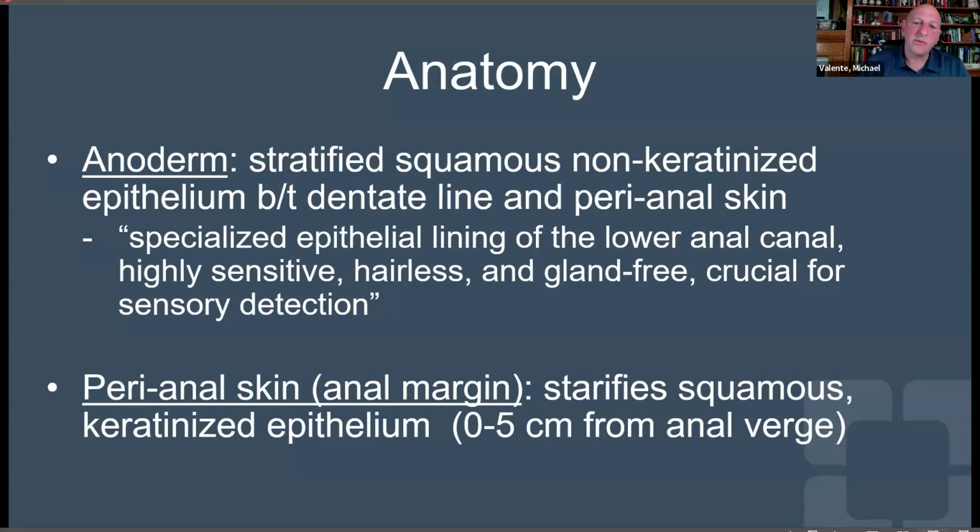Both are treated for the most part with a modified Nigro protocol, combined modality treatment with chemotherapy and radiation: 5-FU, mitomycin, and 54 to 65 gray of radiation. Anything outside of 5 centimeters is skin cancer, buttock cancer. Okay, so we're talking anal canal, perianal skin, and then anything outside 5 centimeters.